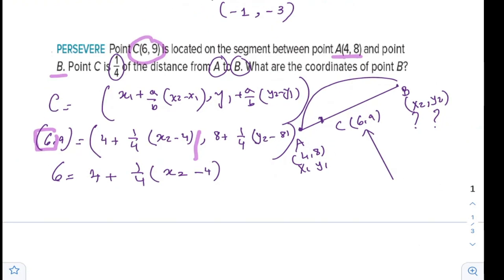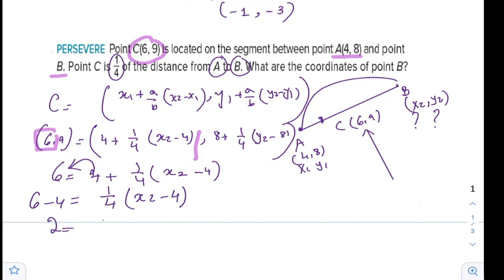So let's try to find x2 now. We have an unknown, which is x2, so we will solve for it. I'll solve it by isolating the part including the variable. We will try to isolate the variable. So 6 minus 4 is equal to 1 over 4 times (x2 minus 4).